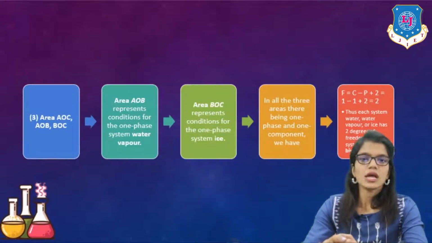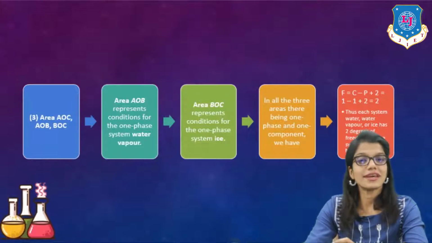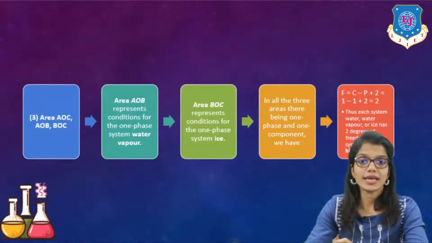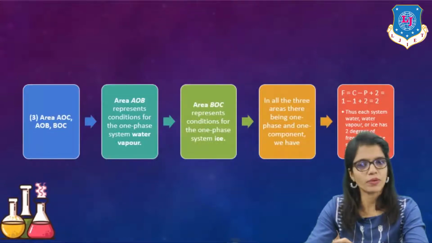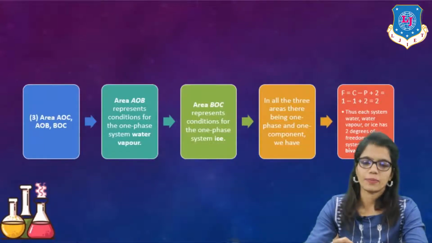Now, let's take a look at the third feature. Which is the third feature here? The third feature is areas. How many areas are here? Three: AOC, AOB and BOC. The first one, area AOB, represents the conditions for a one-phase system, which is water vapor. Only and only one phase, which is water vapor.